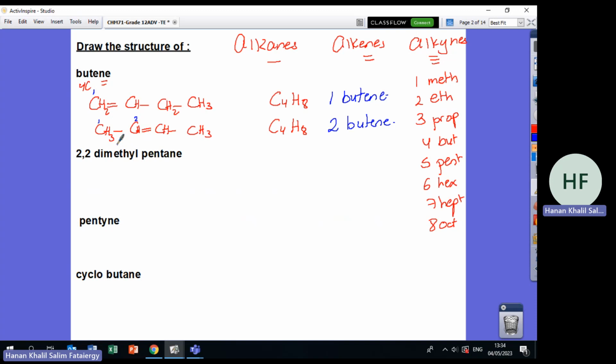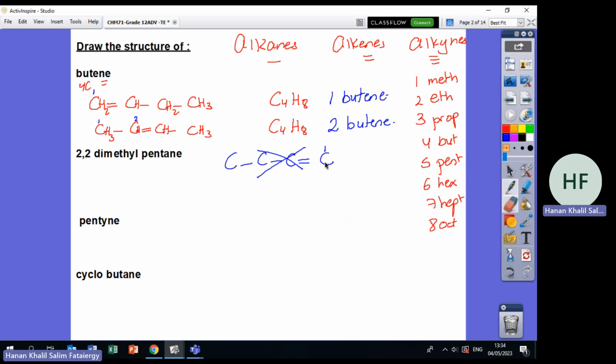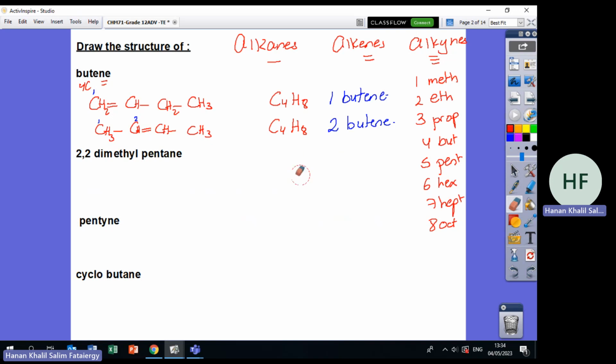Okay, now somebody will say to me, Miss, why don't we do 3-butene, which is 1, 2, 3, 4, and I put my double bond here? I say this is not a new structure because this is again 1-butene. If I count from this side, this is 1-butene. So this is not a new structure. I can do butene as 1-butene or as 2-butene. We will come to this part in detail when we do lesson 4, inshallah.